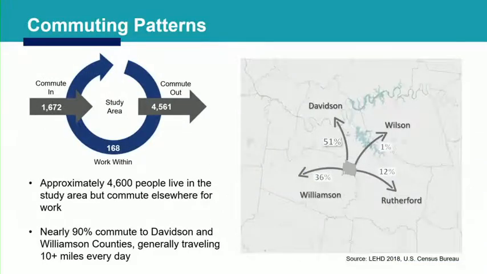Commuting patterns, we talked about this a little bit last time, just to get a sense of where people are going to and from. Roughly 4,600 people live in the town or the urban growth boundary, but commute elsewhere for work. And nearly 90% of those folks are commuting to either Davidson or Williamson County. So a lot of pressure on your north and your west thoroughfare system or major street system.